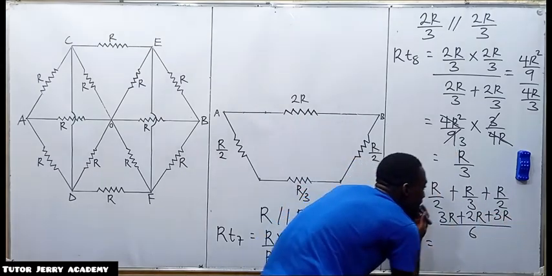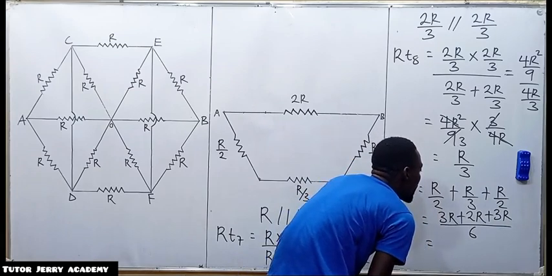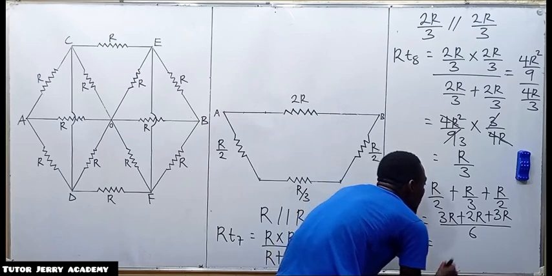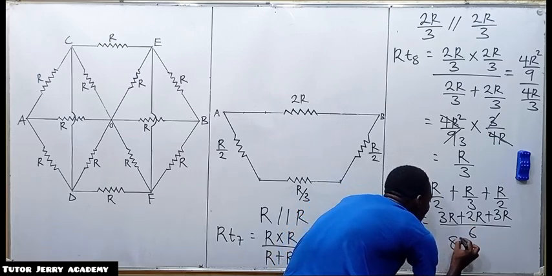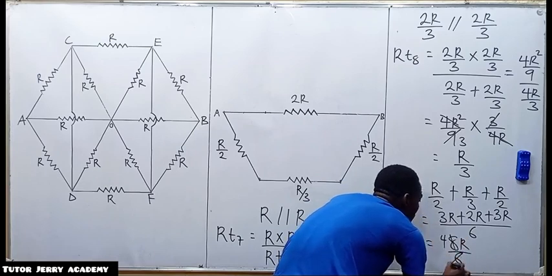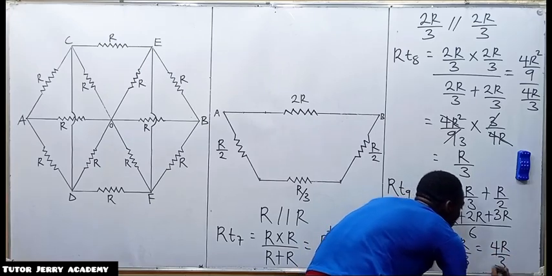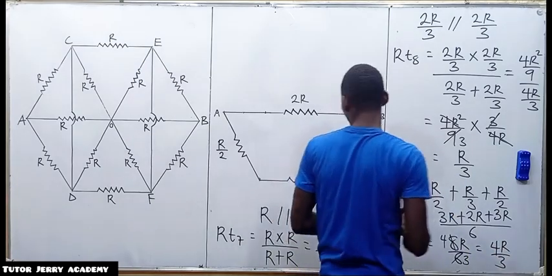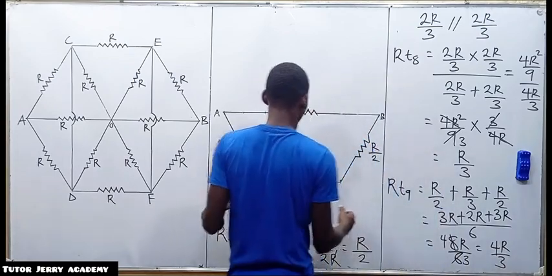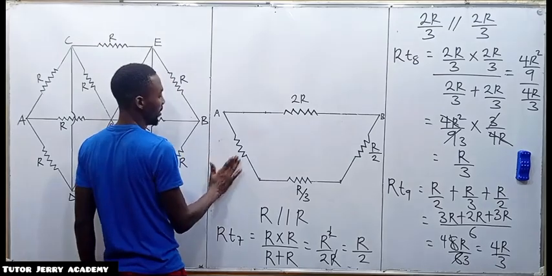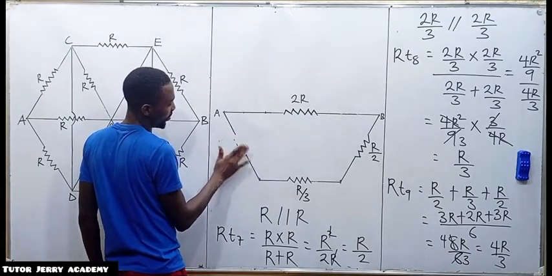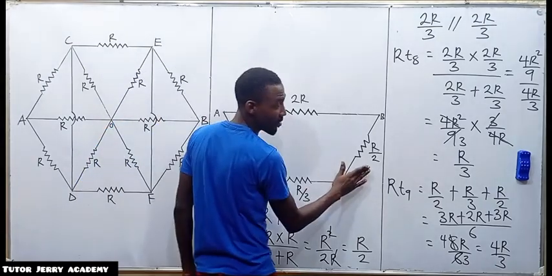So if we add everything together now, we are going to have 8r all over 6. 2 in 8 is 4. 2 in 6 is 3. So this is going to be 4r over 3. All right. So this is going to be 4r over 3. So we can therefore clean what is here, and we are going to join it with a straight wire.